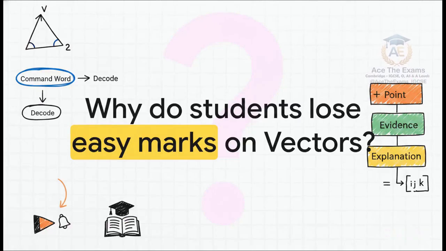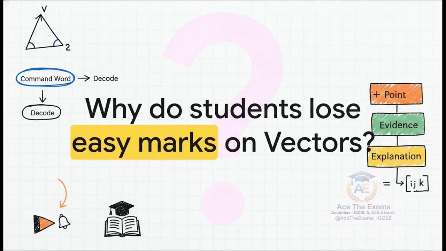So ask yourself, why do students lose easy marks on vectors? The core problem we see year after year is the massive gap between knowing raw mathematical facts and executing the actual examiner requirements. Every single question has a command word, and you need to decode it instantly. Are they asking you to find, to show, to prove, or to calculate?